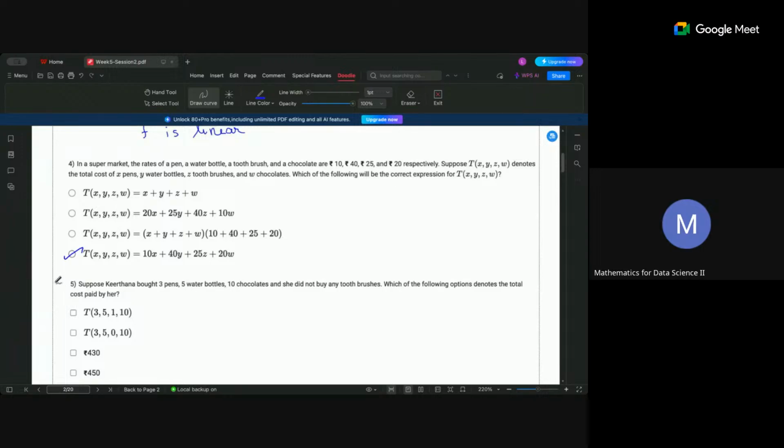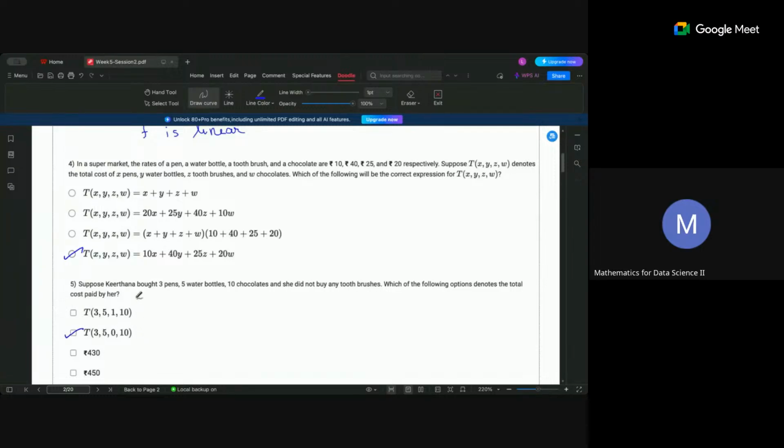The fifth question is an MSQ. So you can tell me what the correct options are. B and C. Okay, so let's see. You have 3 pens, 5 water bottles, 10 chocolates, and there are no toothbrushes. Chocolate corresponds to the W variable, and in place of Z there is 0. So T of 3, 5, 0, and 10.